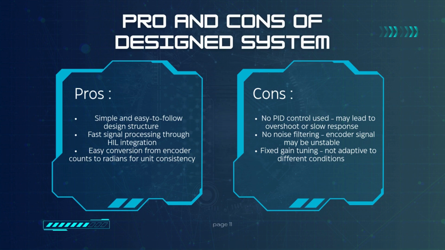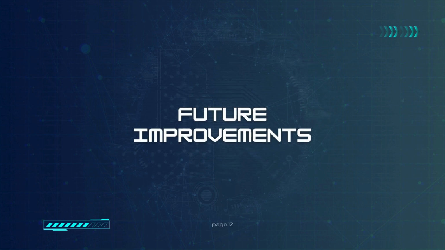Third, we have fixed gain tuning, which is not adaptive to different conditions. Our gain values are hard-coded. If the motor load changes or we use a different motor, we need to manually retune the gains. The system doesn't automatically adapt to those changes.